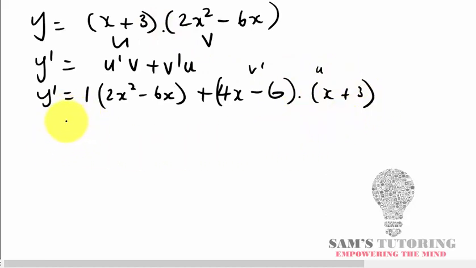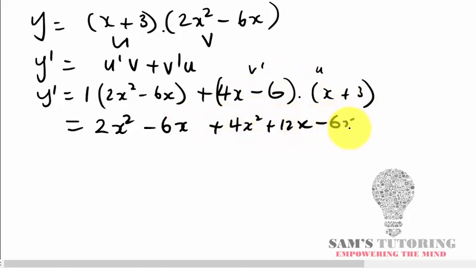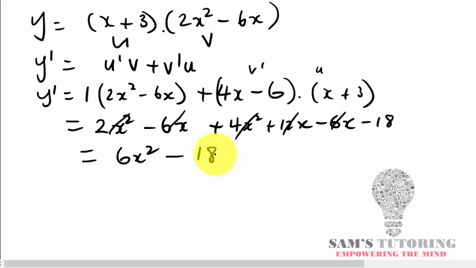And you can generally leave it like that, 2x squared minus 6x, or in this case, because they're powers of 1s, we don't want to expand and simplify. 4x squared plus 12x minus 6x minus 18. Your final answer is 6x squared, 2 plus 4. Minus 6 minus another 6 is minus 12. Plus 12 is 0, minus 18.